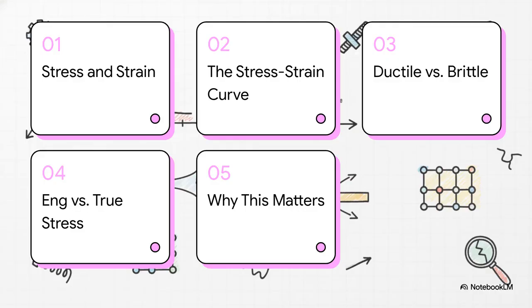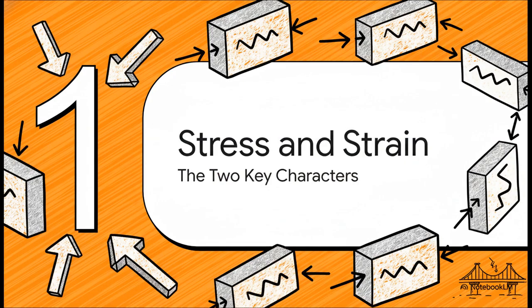So to get to the bottom of this, here's our game plan. First, we'll break down what stress and strain even are. Then we'll look at their relationship on something called the stress-strain curve. We'll compare ductile versus brittle materials, get into a little detail about engineering versus true stress, and then wrap it all up with why any of this actually matters in the real world. Okay, let's get into it.